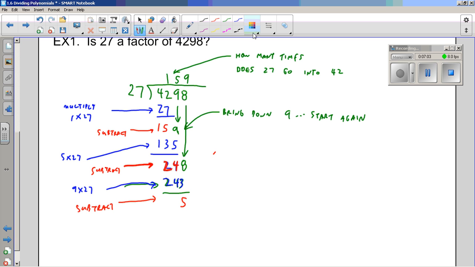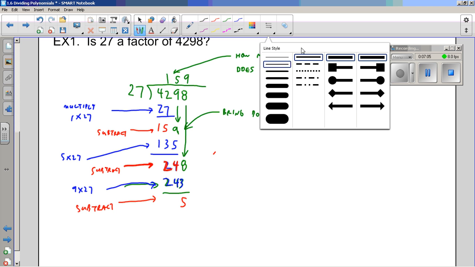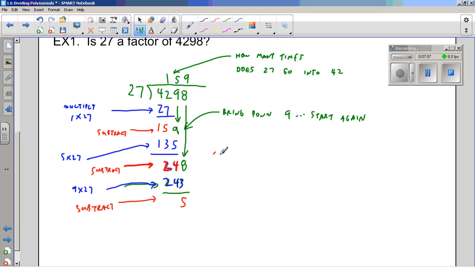So the question is, does 27 go into 4,298? No, 27 is not a factor, because there's a remainder, right? If it had a remainder 0, it would go evenly. In fact, I could write, if I wanted to, that 4,298 is 27 times 159 plus 5.